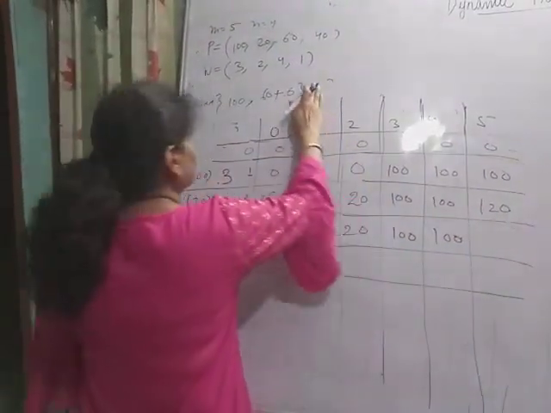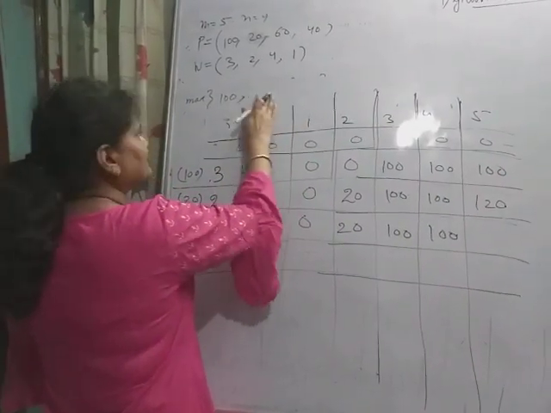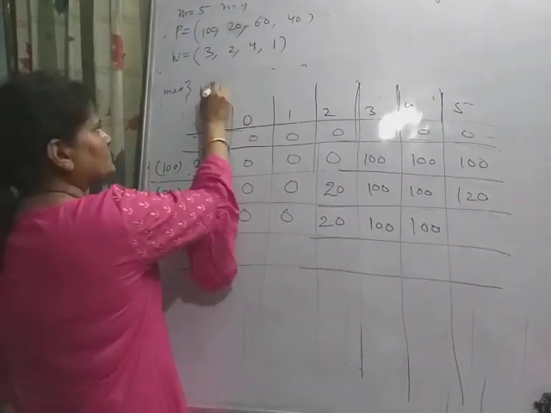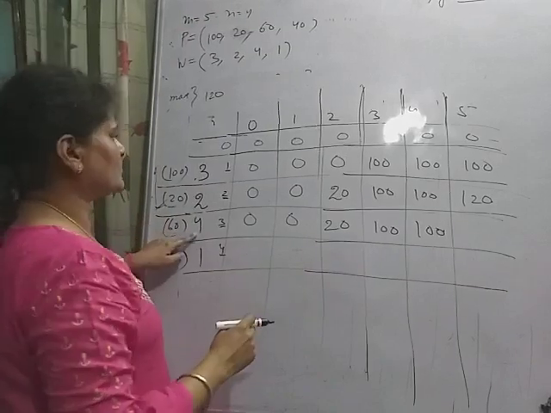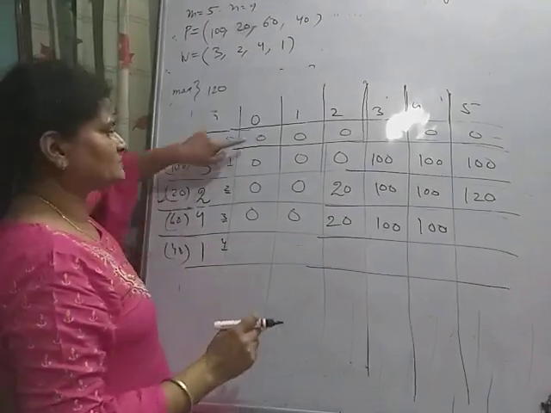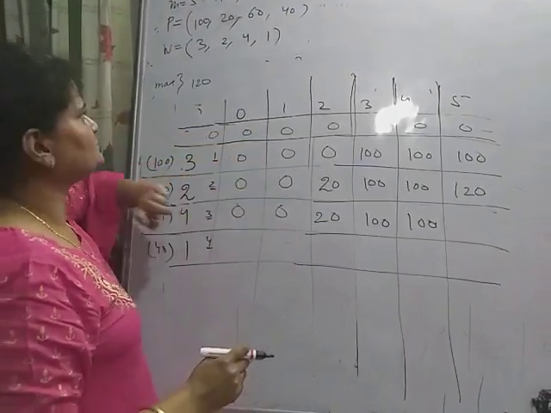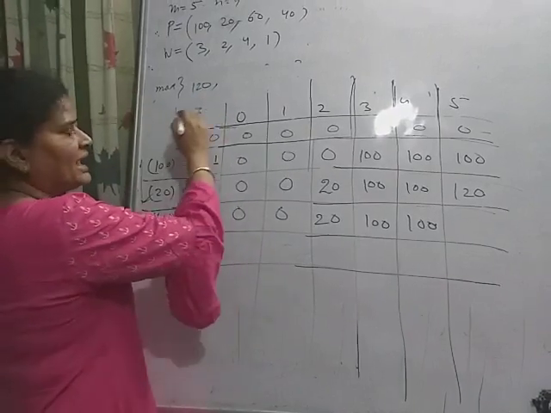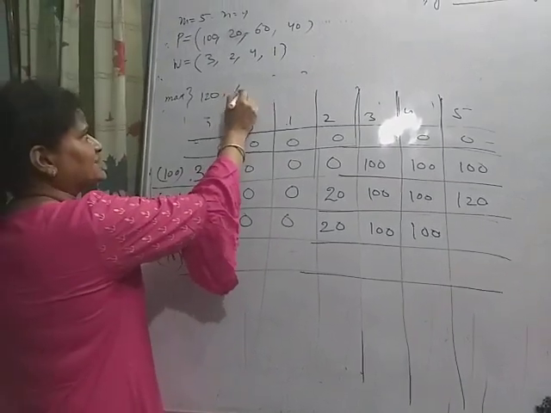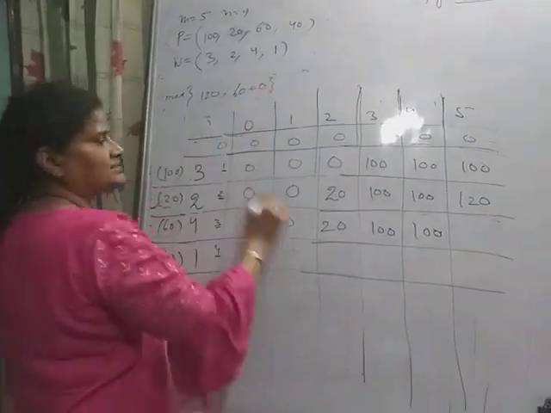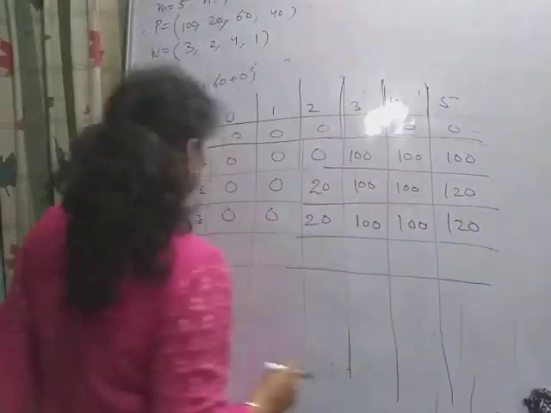Now 120. So simply the previous entry is 120. Now 5 minus 4 is 1, and at 1 it is 0. So 120, and simply the 60 plus 0, that is 120. So here 120 is copied.